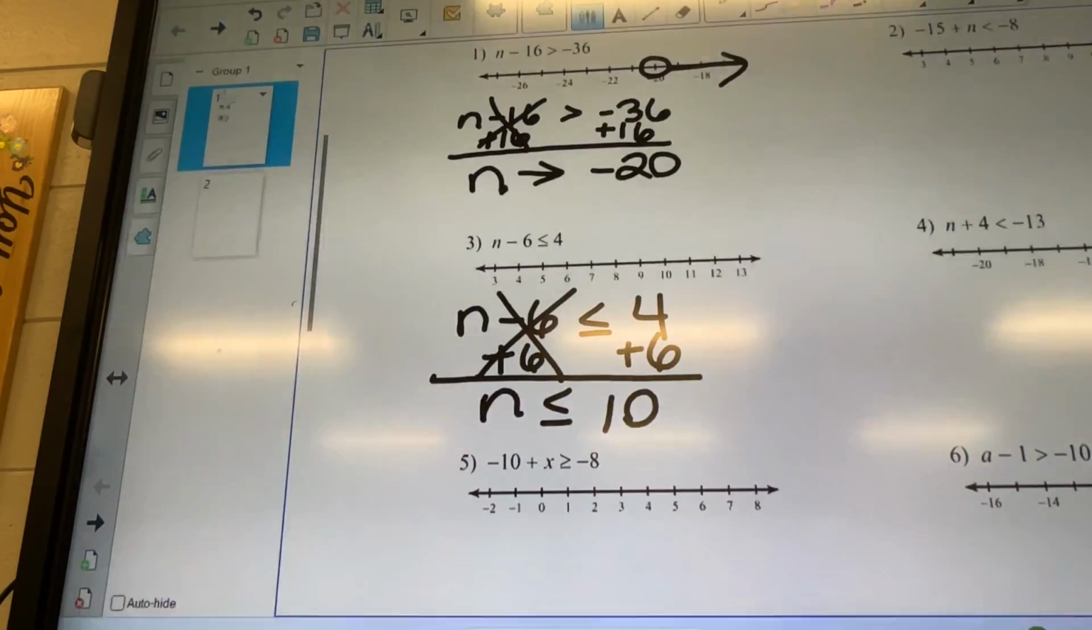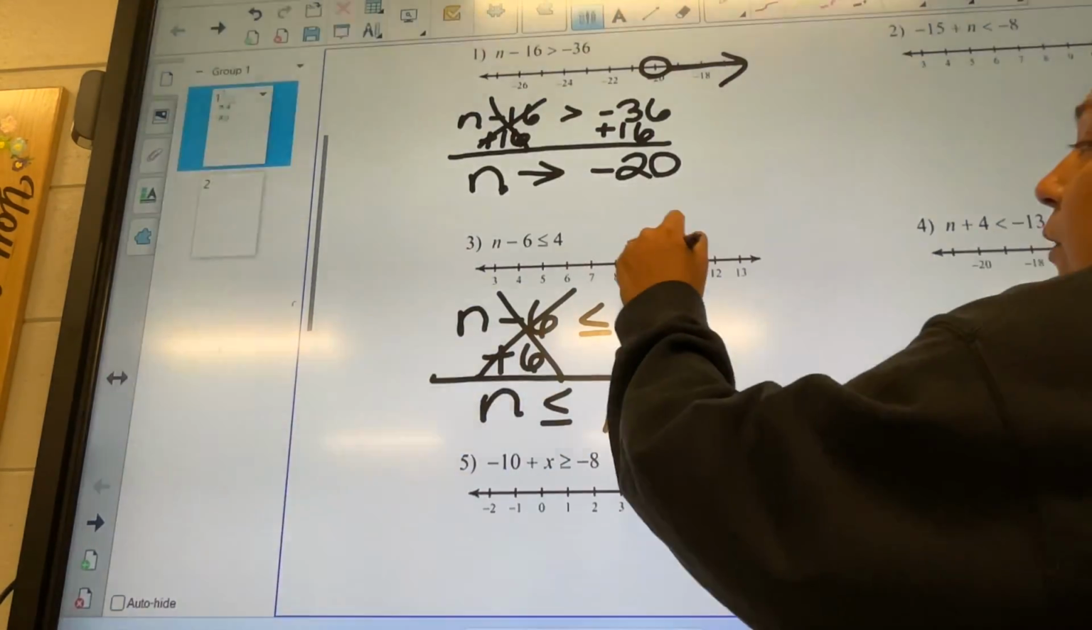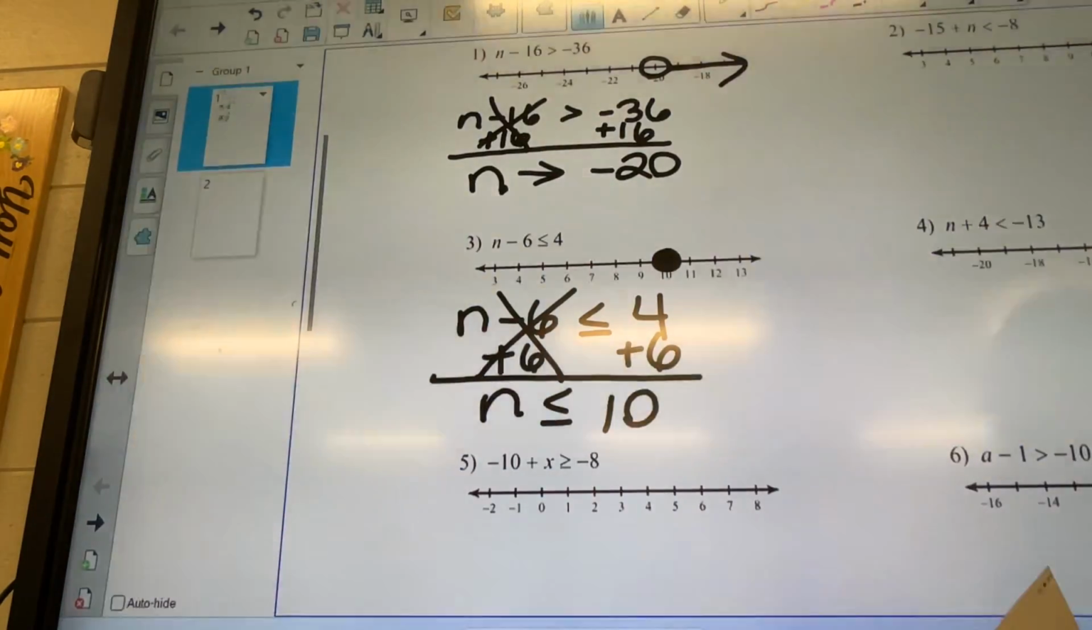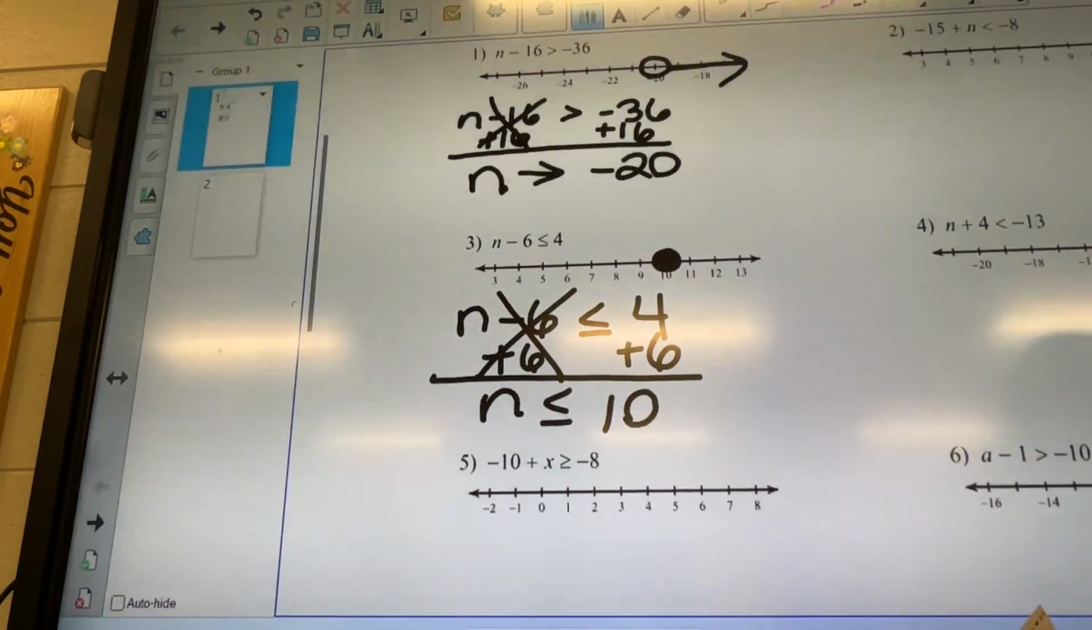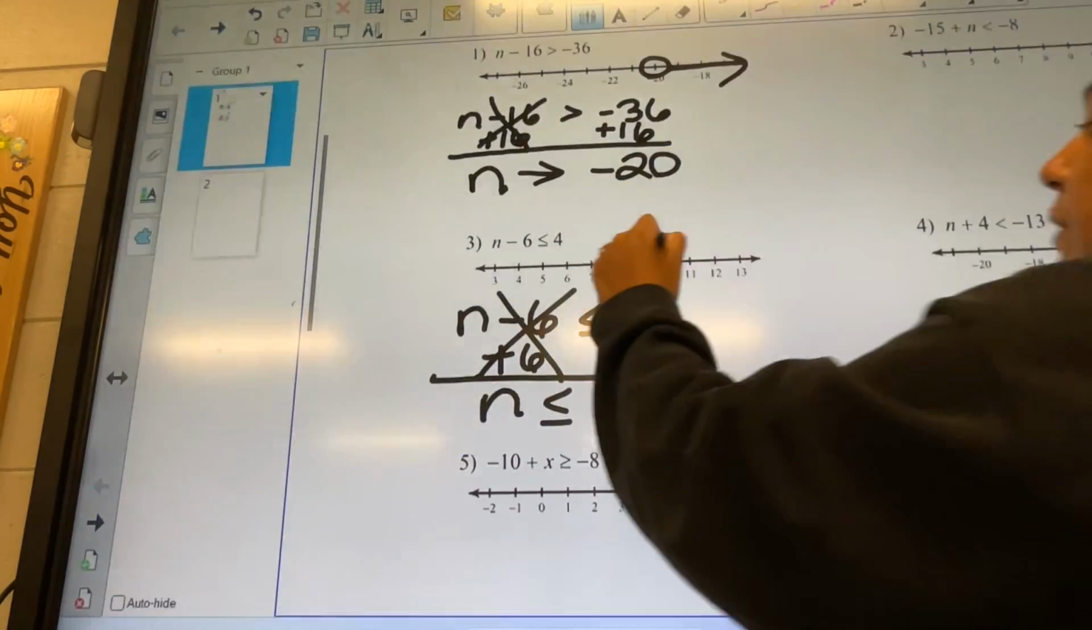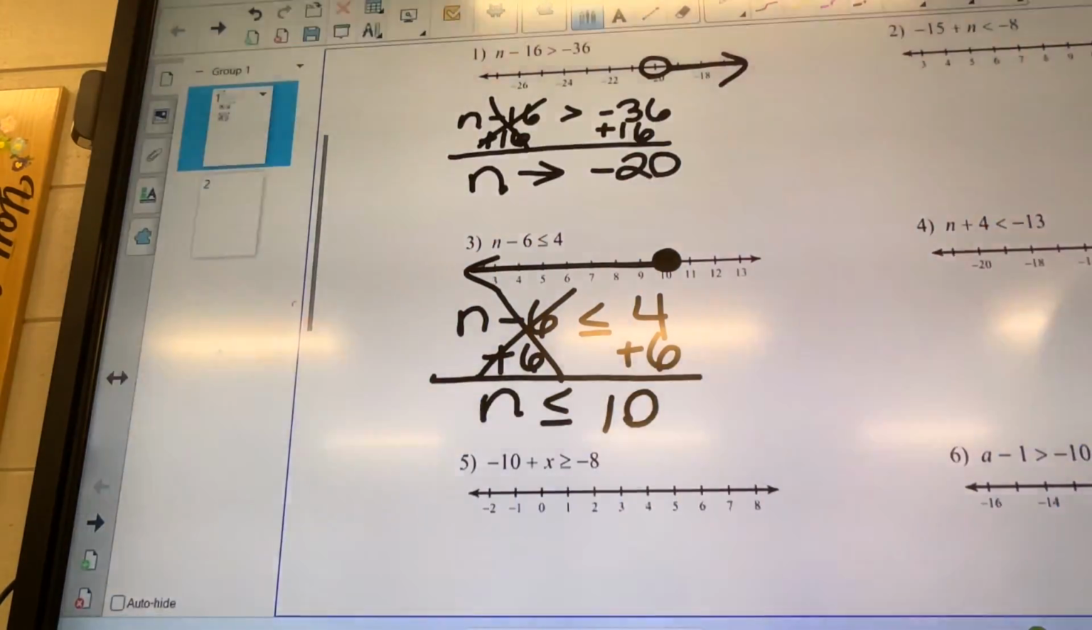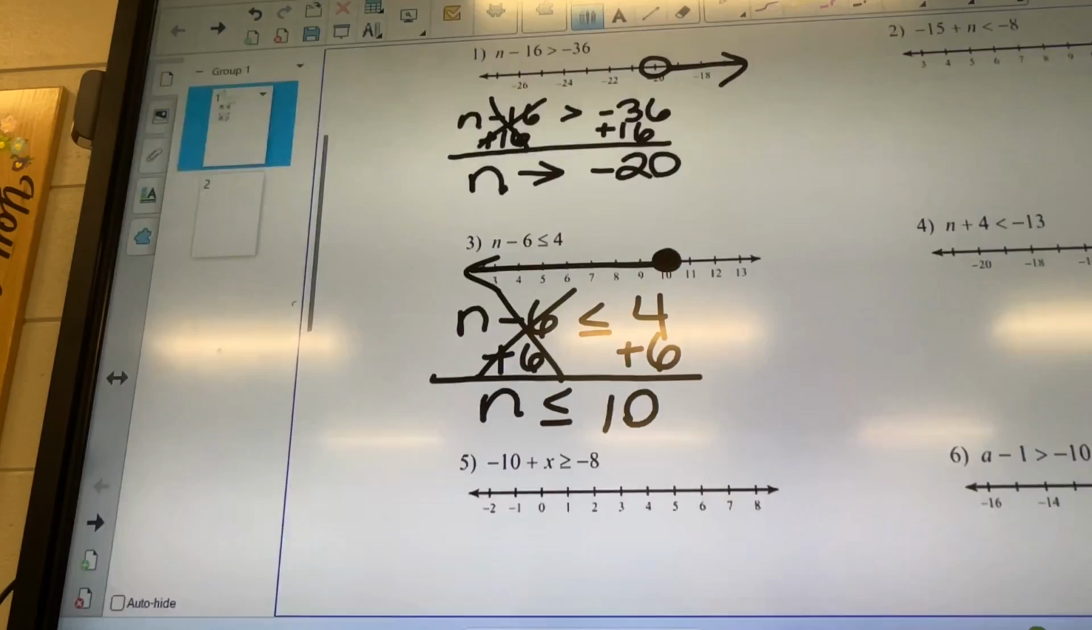Okay, is that going to be an open or closed dot? Closed dot, good job. Which way is it going to be going? Left. It's going to be going this way, towards the left. I know, you can keep yelling it, Darren. It's not going to change anything.